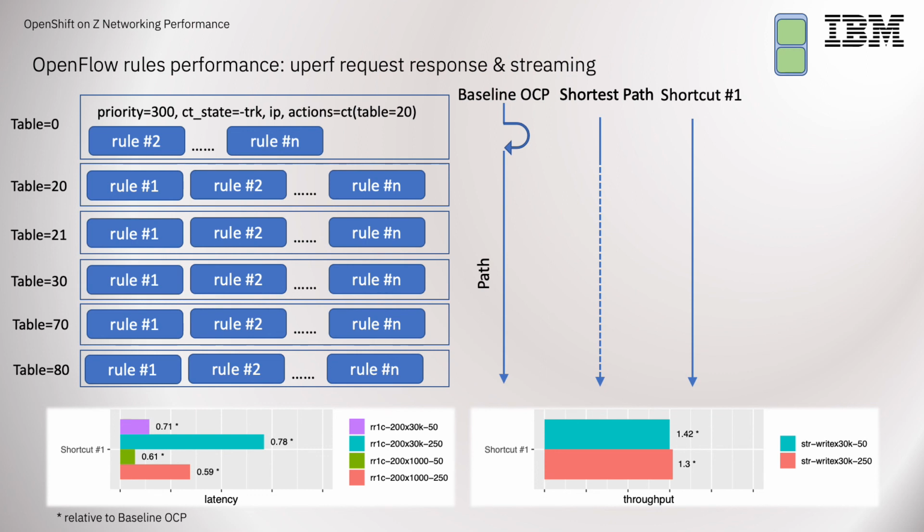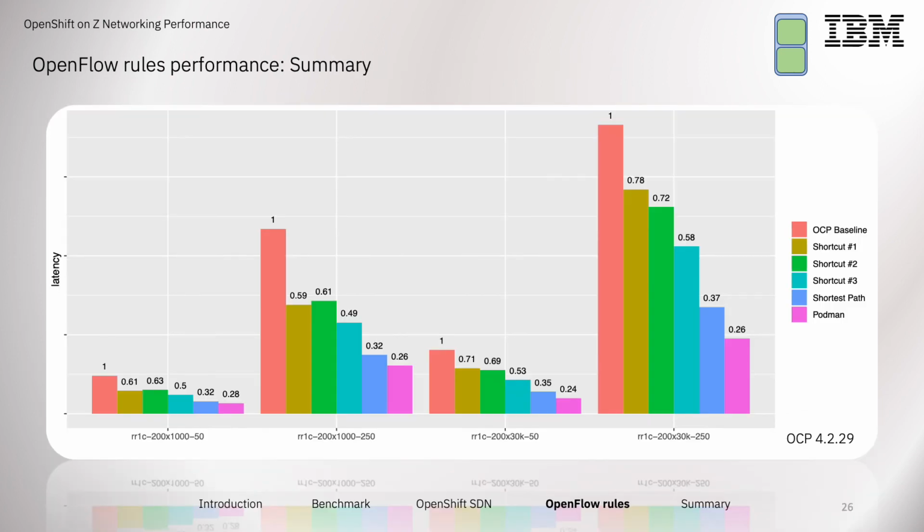Analyzing further, we observe a kind of sweet spot with shortcut 1 regarding the performance, because shortening by avoiding re-entering the packets in table 0 can reduce the latency by up to 59% of the baseline. The throughput also increases by about 30 to 40%. In the paper, we described more shortcuts, shortest path, and Podman comparisons, and other scenarios. Please have a look at the paper if you are interested. Due to time constraints, I can't discuss them in this presentation.